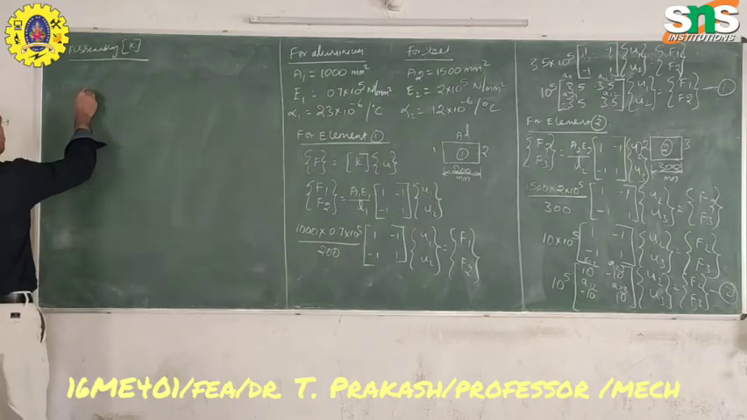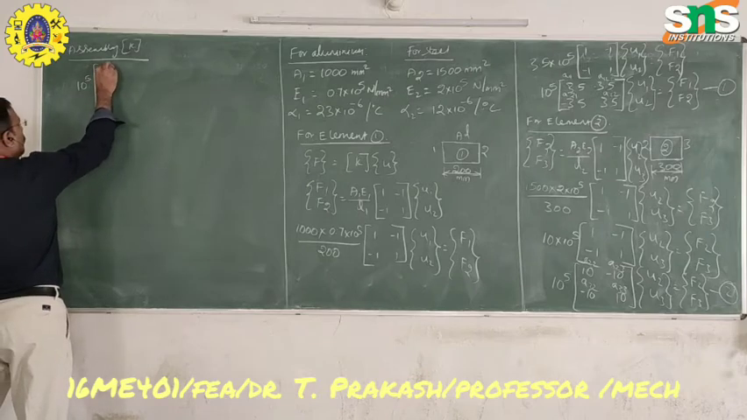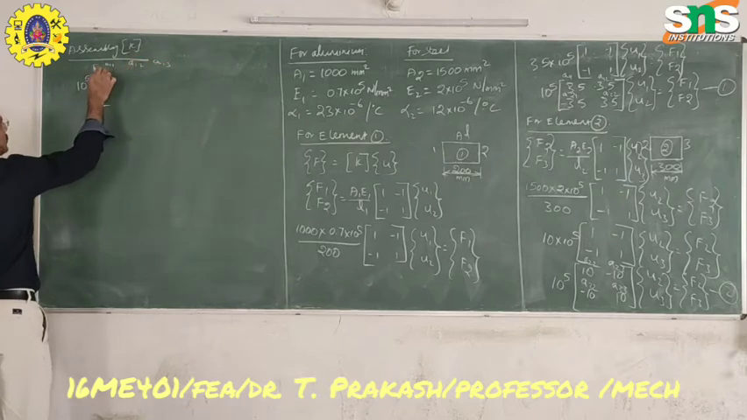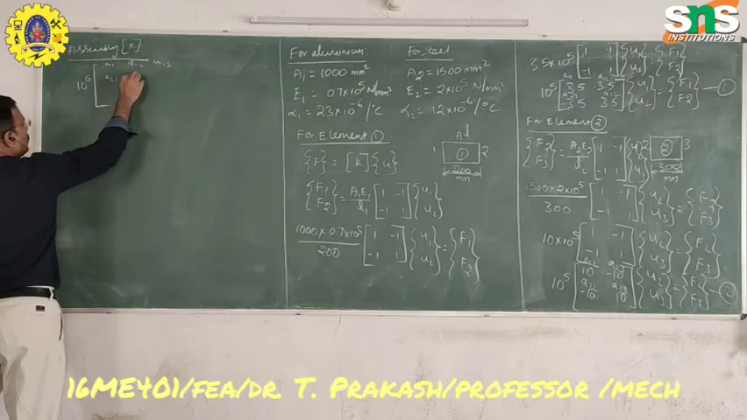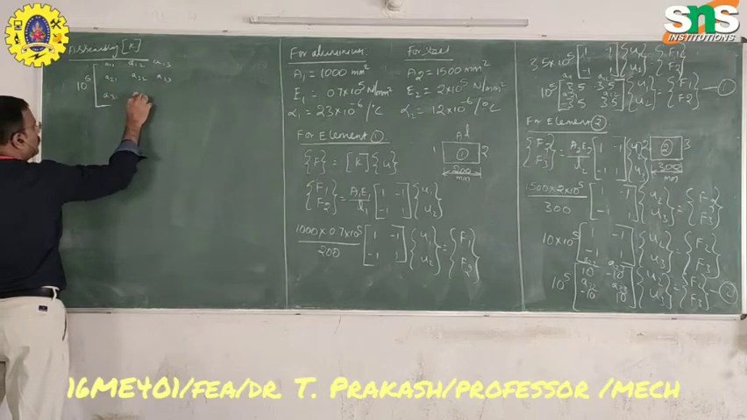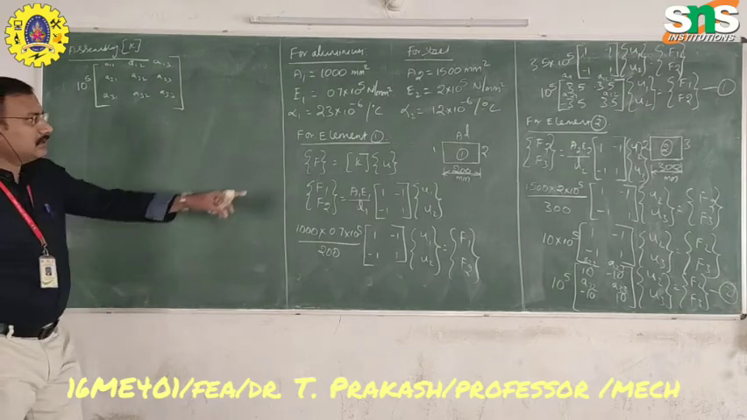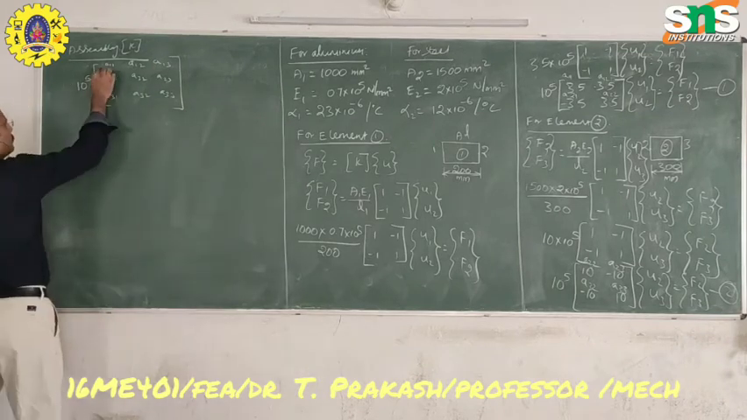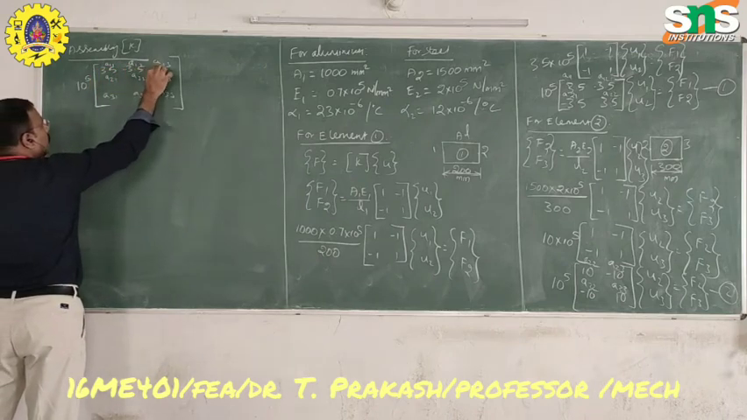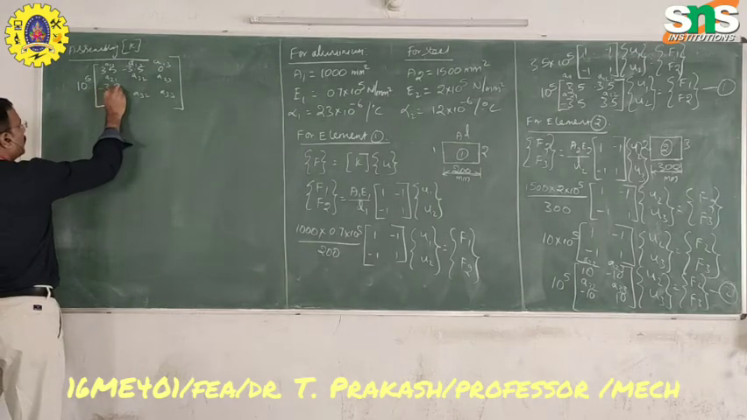Now you take the common term. The common term is 10 power 5. First you write A11, A12, A13, first row, first column. Similarly A21, A22, A23, and A31, A32, A33. You get a 3 cross 3 matrix. A11 is 3.5, A12 is minus 3.5, A13 is 0. A21 is minus 3.5.